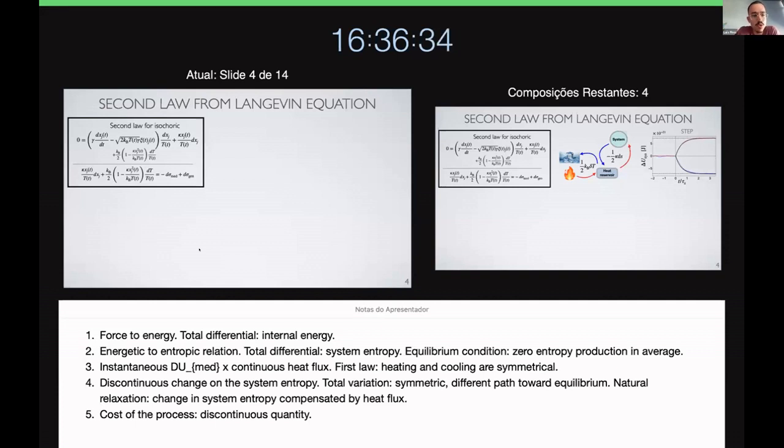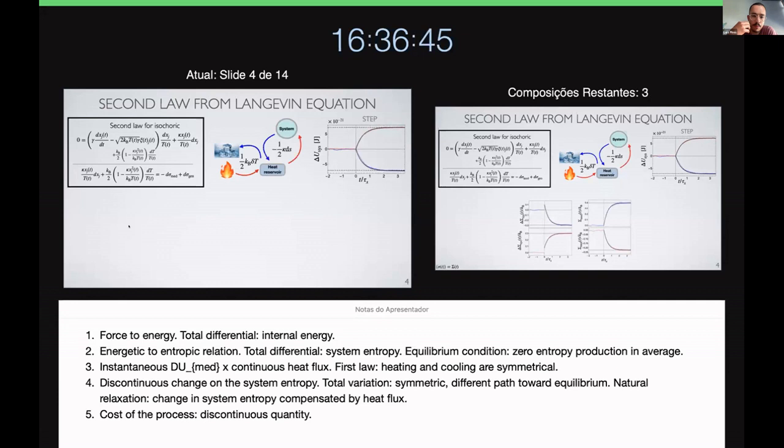And doing that, we are able to identify one term that is related to the medium entropy, that's the one on the left of this equation. And this middle term corresponds to the generation of entropy. So the idea is that for our step protocol, we need to do a discontinuous change in temperature.